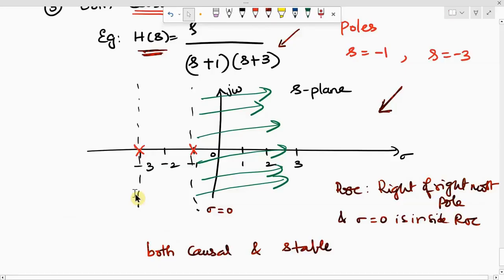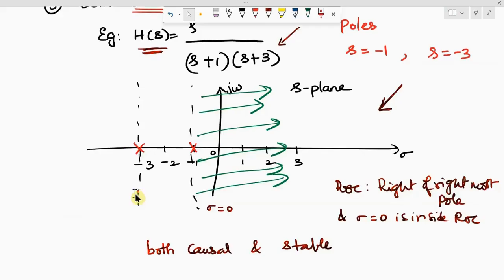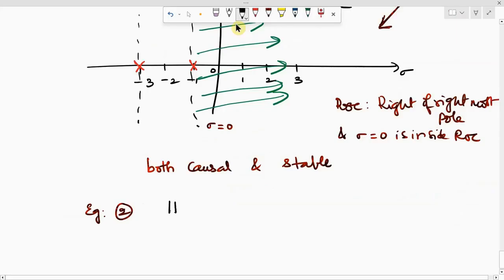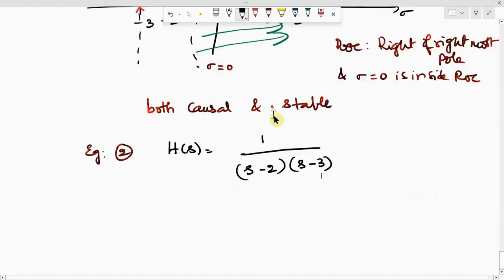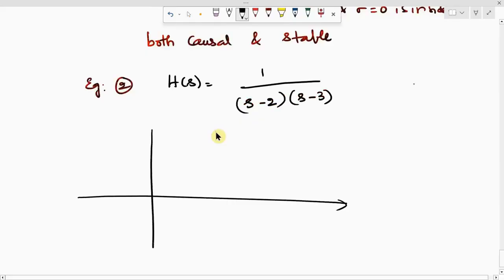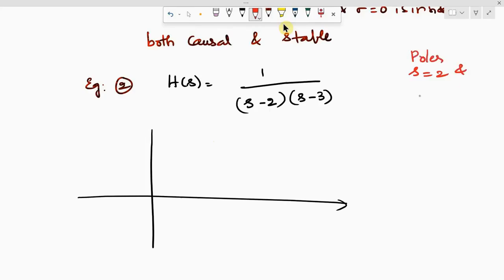I will go for another example where it doesn't satisfy both. Okay? Yes, sir. Right. Second example. Now, I am representing some transfer function 1 by s minus 2 times s minus 3. So, the pole locations are at s equal to 2 and s equal to 3.